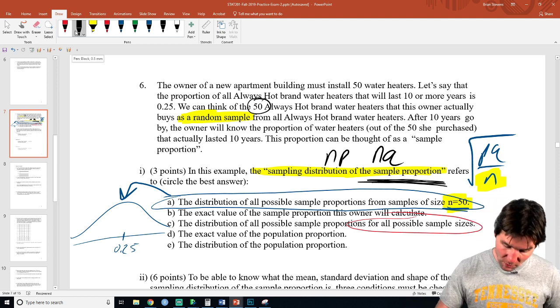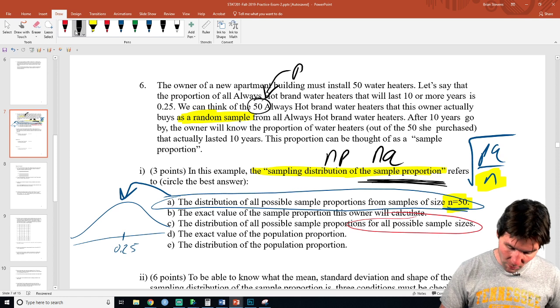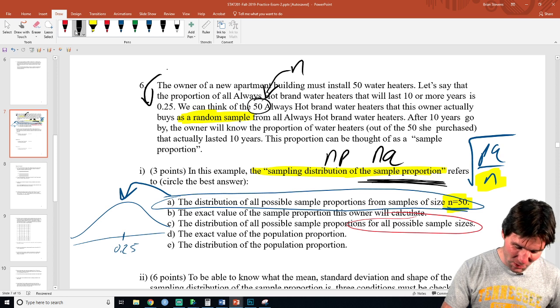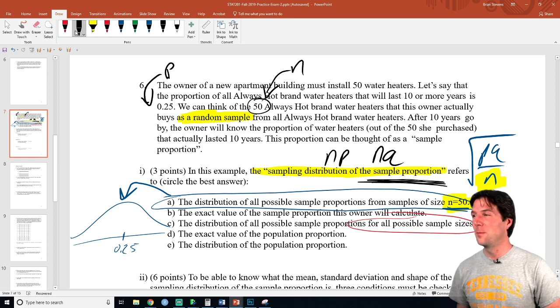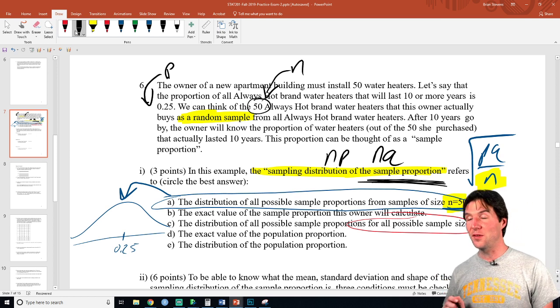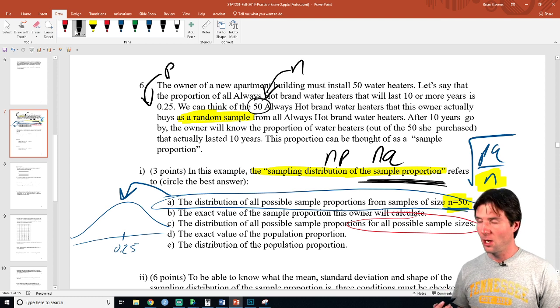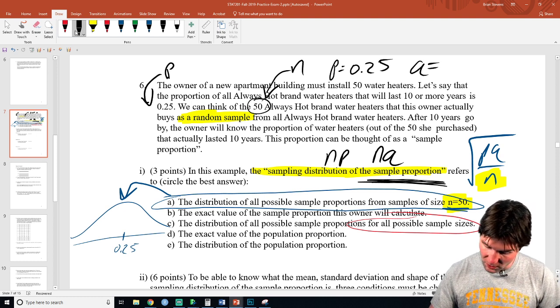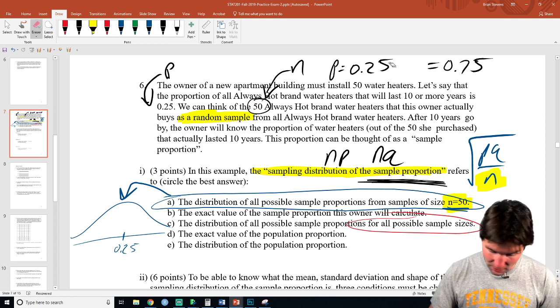So think about this. We have 0.25, which is P. P is the true proportion of hot water heaters that will last 10 years. And that's what it says on there. 50 is our sample size, making it N. What is Q? If P is 0.25, what is Q? Q is equal to 0.75. Let's see who said it in the chat.